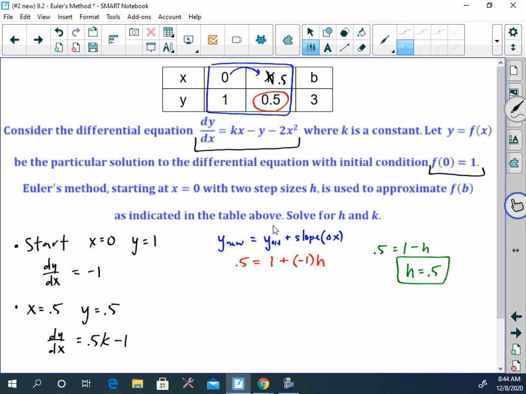And then it says that your b equals 3, so your y new would be 3. Okay, b equals 3, I see what you're saying. So the new point would be this one here, right? So this is your y new. Good. So that would be equal to your 0.5 plus k over 2 minus 1 times 0.5 because the step size is h.